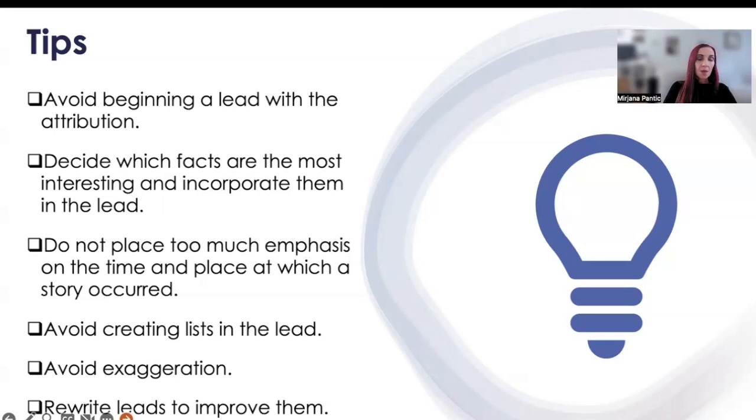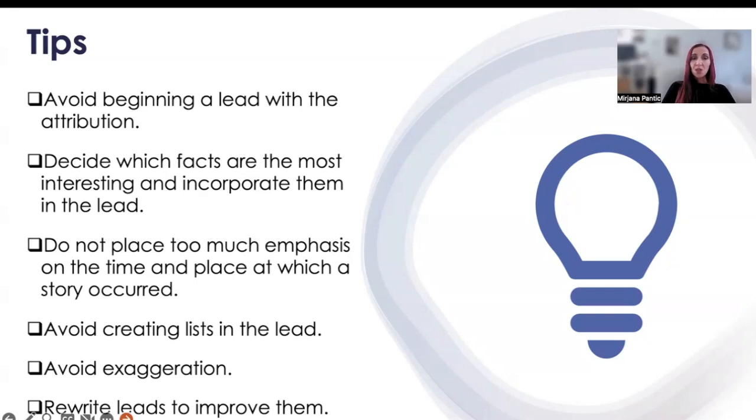Decide which facts are the most interesting and incorporate them in the lead. Remember when we discussed this example of a person who died when a Tesla truck caught fire. We started the sentence by saying that somebody was killed and several other people were injured. That was the most important thing, because when we're speaking about tragedies, we really need to start with the number of victims, because that emphasizes the magnitude of the story, the impact it had, the tragedy that happened. We need to start with that.